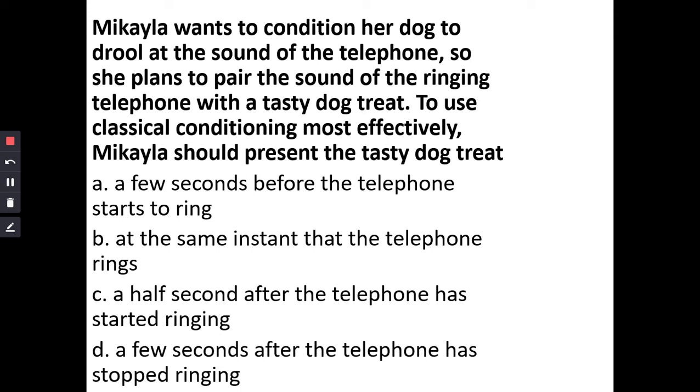Michaela wants to condition her dog to drool at the sound of the telephone. So she plans to pair the sound of the ringing telephone with a tasty dog treat. To use classical conditioning most effectively, Michaela should present the tasty dog treat. Okay, hit pause. And the answer is C. They need to be close, but not at the same time. D, that would be too long. That would be too long. Okay.